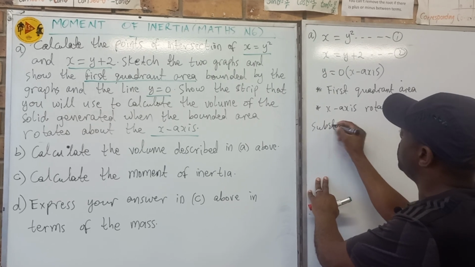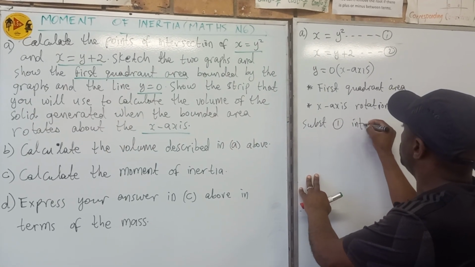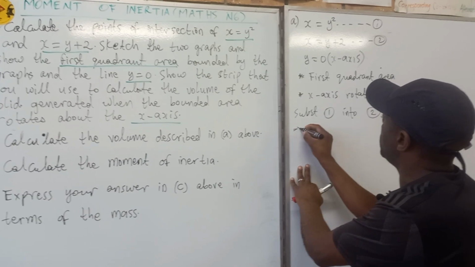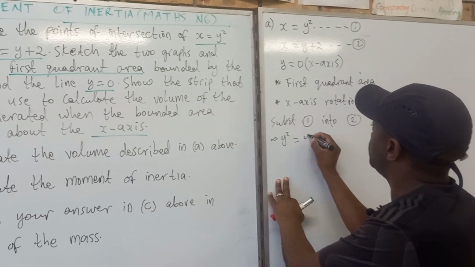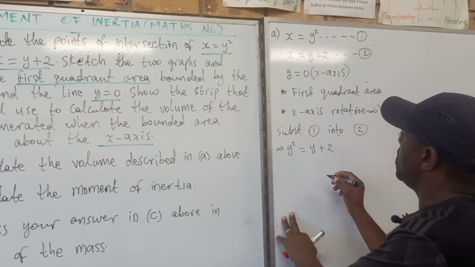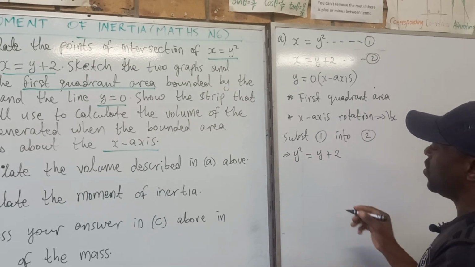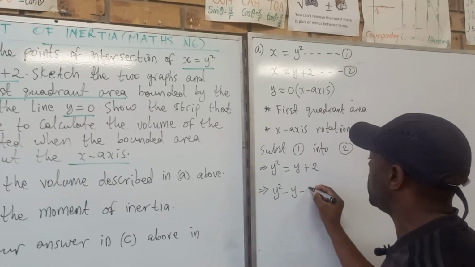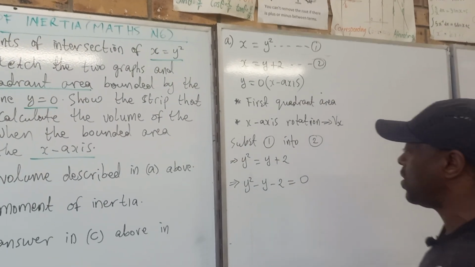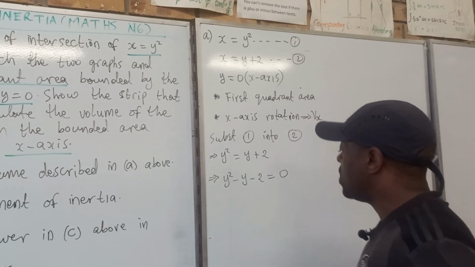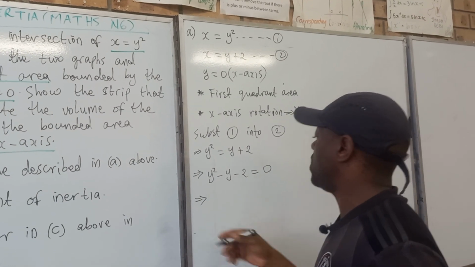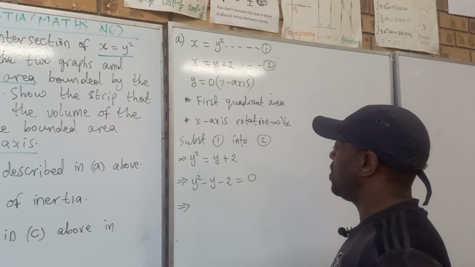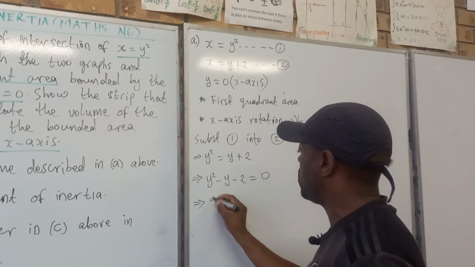If I substitute equation 1 into equation 2, what it's telling me is that y squared is equal to y plus 2. To solve an equation, you must put everything on one side. So I'll get y squared minus y minus 2 equal to 0. That is a quadratic. You can solve it using the formula, or you can use factorization. I'll try to see if factorization works.